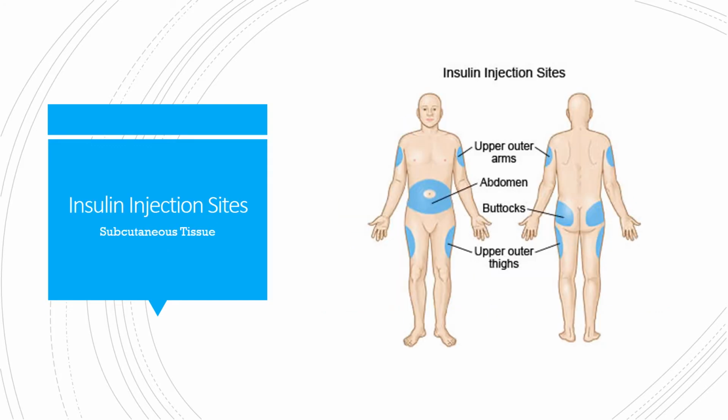So let's talk about where you can administer insulin. Insulin is to be given in the subcutaneous tissue, so that fatty tissue on our body. Frequent sites of administration are the upper outer arms and the abdomen. It's important to note that you need to stay 2 inches away from the umbilicus or any scars. The buttocks is a frequent site of injection for insulin, and the upper outer thighs, where you have this fatty tissue.